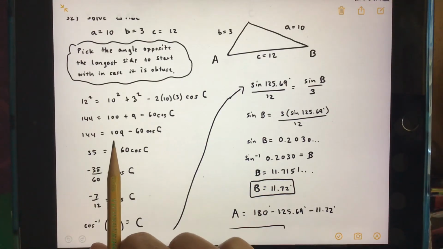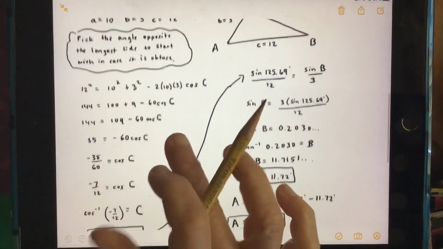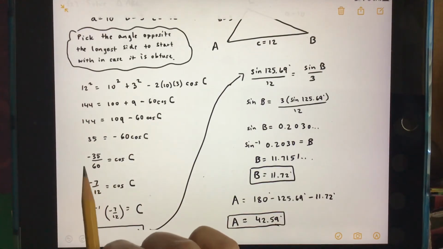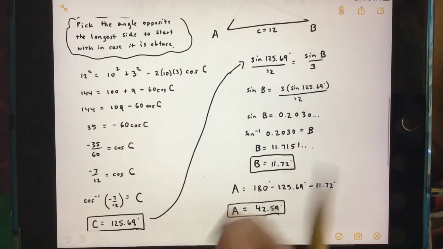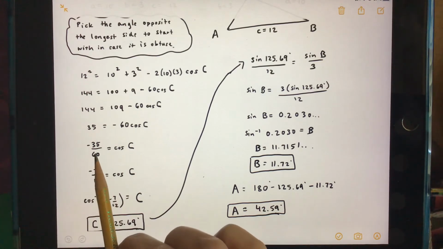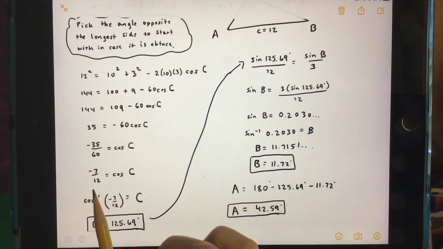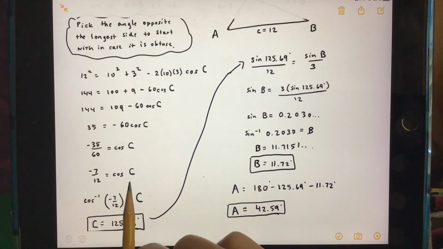Then subtracting 109 on both sides gives us 35 is equal to negative 60 cosine of c. Dividing both sides by 60 gives us negative 35 over 60 equals cosine of c. You can use your calculator at this point with this fraction. I prefer smaller numbers where possible, and since this does reduce down to negative 7/12, dividing by 5 over 5, I've chosen to reduce this fraction to negative 7/12 equals cosine of c.